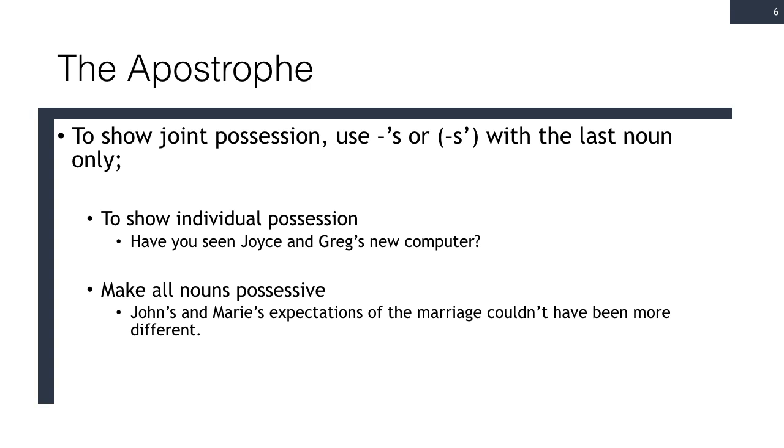If it's multiple possessions. What do I mean by that? So in the second sentence, John has expectations and Marie has expectations. They both have expectations, and perhaps their expectations are different. So John's and Marie's expectations of the marriage couldn't have been more different. So clearly, John and Marie have different expectations of the marriage. So we would use an apostrophe S on each of the nouns in that case.